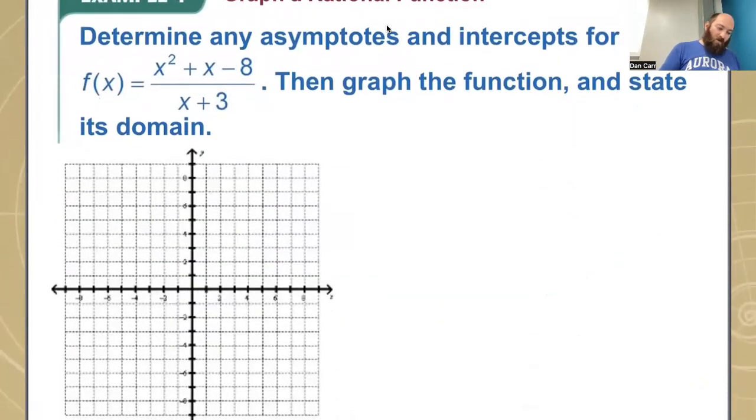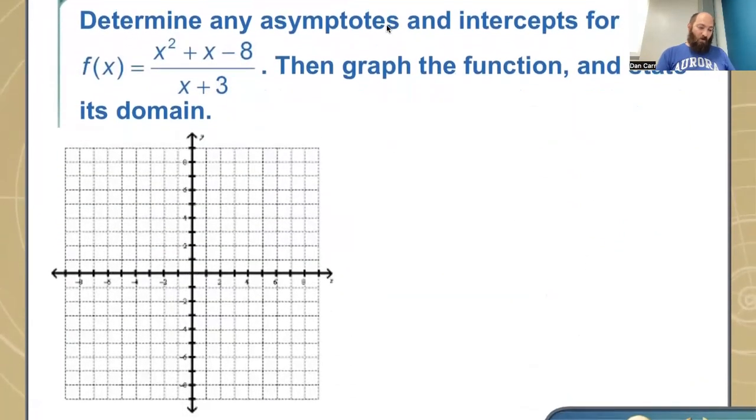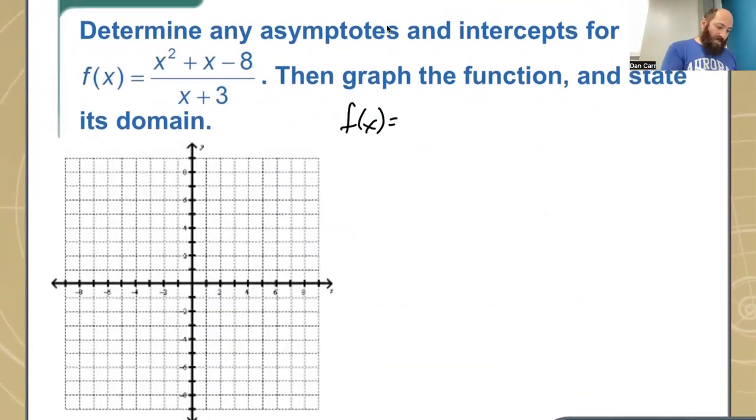Determine any asymptotes and intercepts for this function. Now graph it and state the domain. I'm going to start with factoring my numerator. I want everything to be factored out. It makes it a little bit easier to work through. So x squared plus x minus 8. Oh, never mind, it's not even factorable. We're just going to leave it like this: x squared plus x minus 8 over x plus 3.